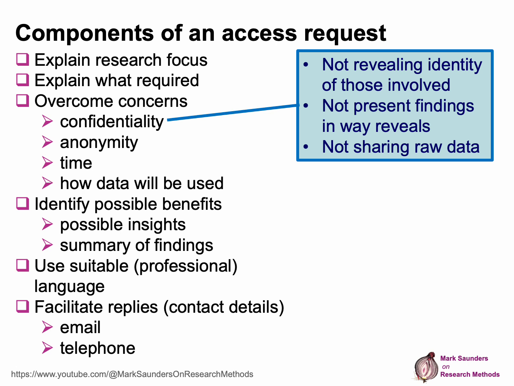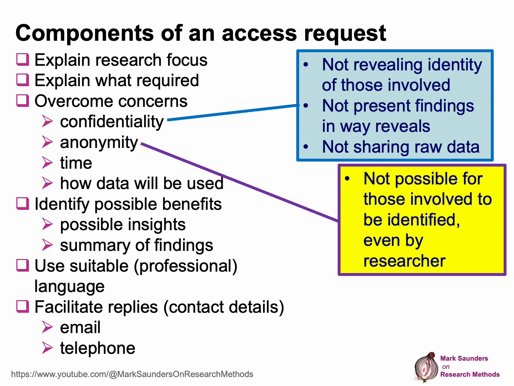They're going to have concerns about how we present the findings. In particular, we don't present the findings in a way that reveals who was involved, and also for not sharing the data. If we're promising anonymity, this means it will not be possible for those involved to be identified, even by the researcher. This normally is used by questionnaires. They're also going to have concerns about how long the interview is going to take, and obviously how the data are going to be used.